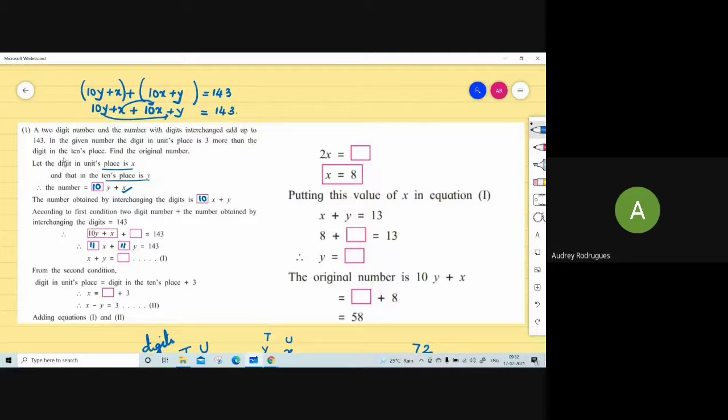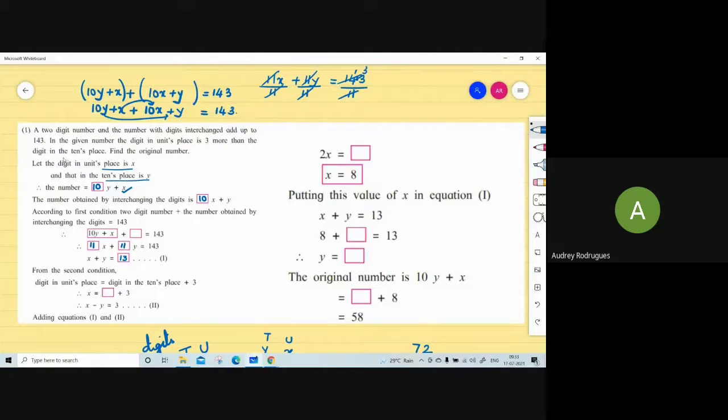So what will be x plus y? 11x plus 11y is equal to 143. So everywhere, suppose you divide by 11: 11x upon 11, 11y upon 11, 143 upon 11. 11 ones are 11, remainder 3, 11 threes. So you will get here 13.